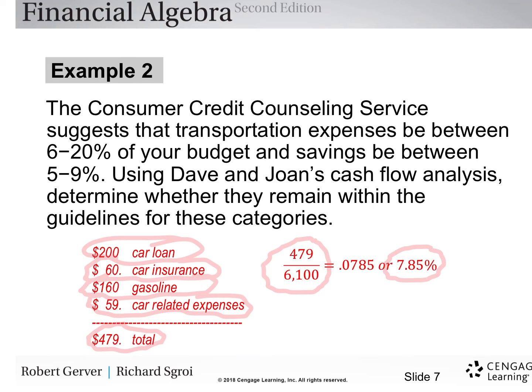7.85%. Now, this is well within the range that is recommended. The range that's recommended is anywhere from 6 to 20%. Well, they're not even 8%, so that is very good.